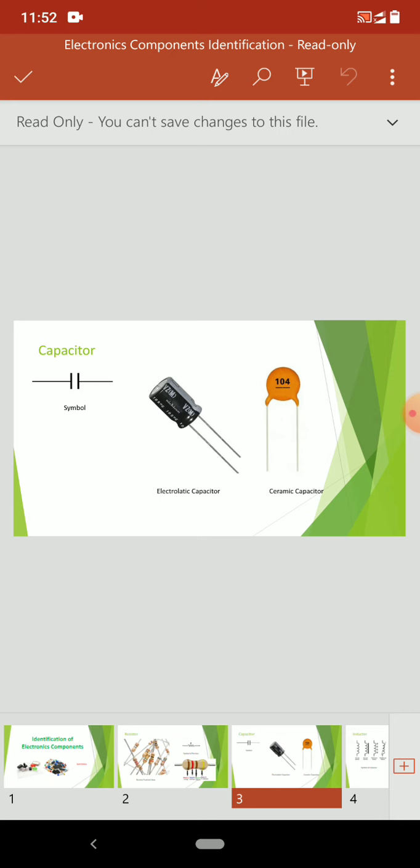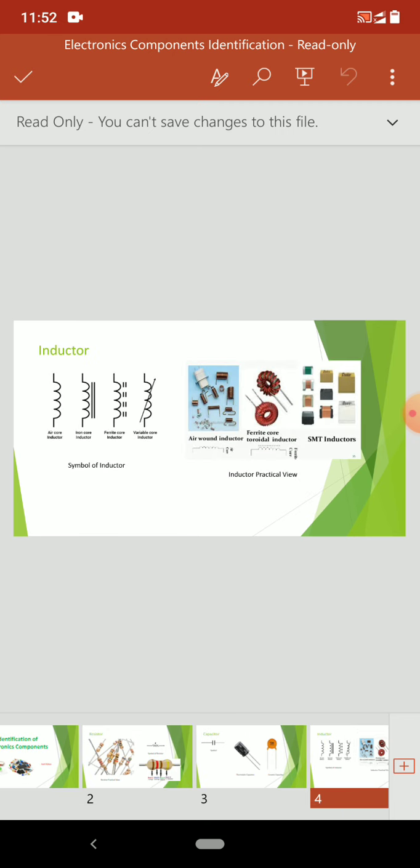The long terminal is anode and short terminal is cathode. This capacitor is a passive two terminal device. It is an electrical component used to store energy electrostatically in an electric field, and the unit of capacitor is farad. The next device is inductor.